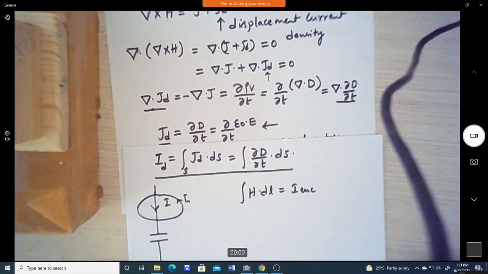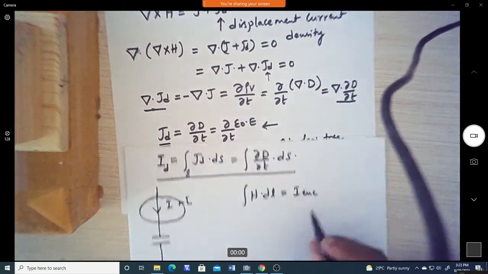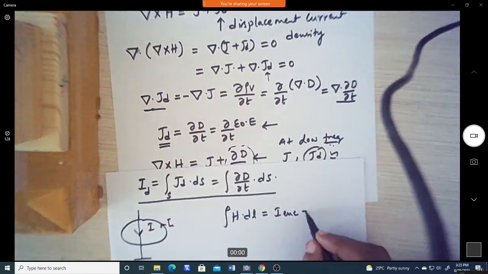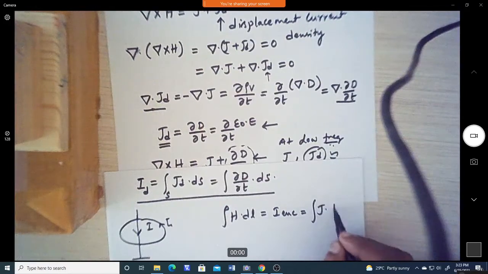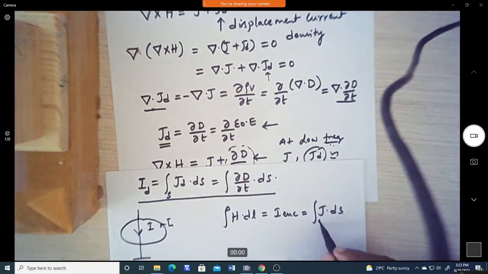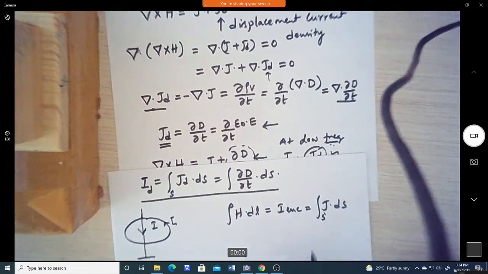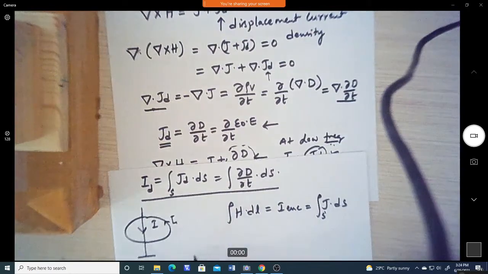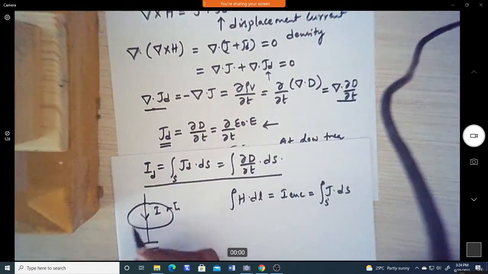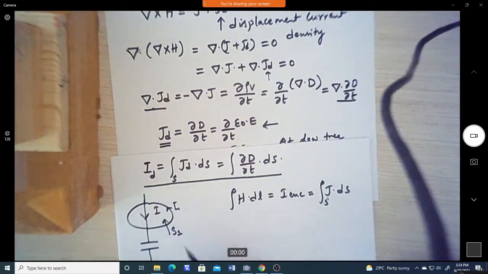So from the popular equation of the magnetic law, we have J dot ds, that is the conduction current density, because of the static nature. Now if I assume this closed path with surface 1, the current enclosed is equal to the integral over the surface of the current density dot ds. So this is from the well known law.